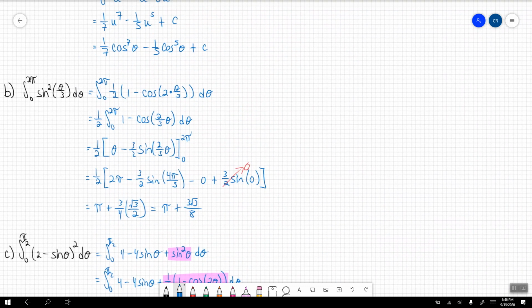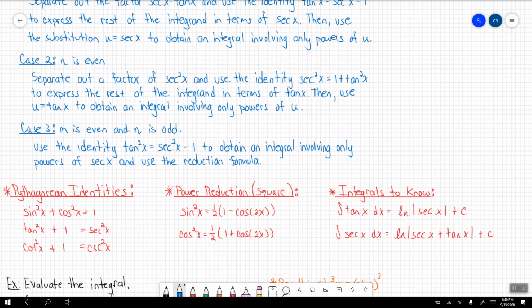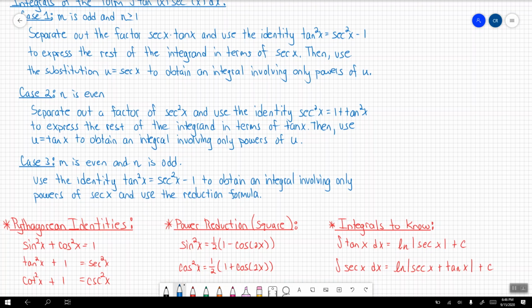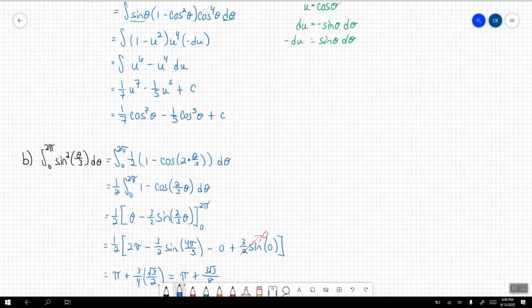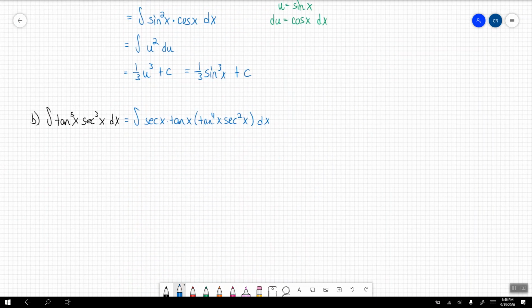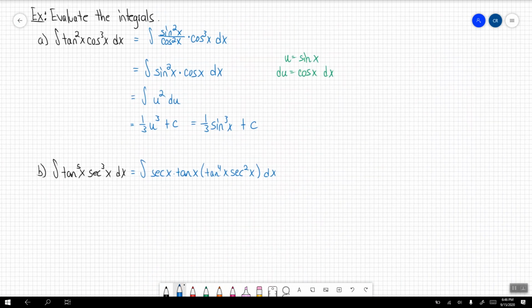Now again, once we have all this, as we can see up here, we're going to express the rest of the integrand in terms of secant of x. So making sure that we express the rest of the integrand in terms of secant of x, we're going to take tangent to the 4th and re-express that.